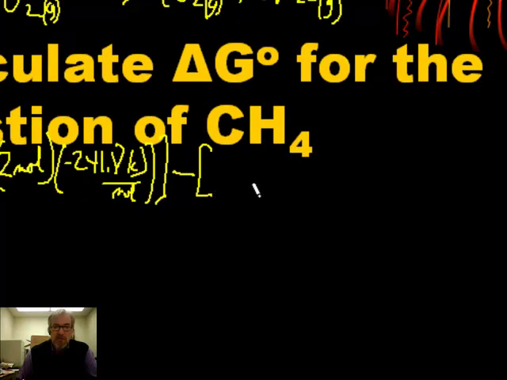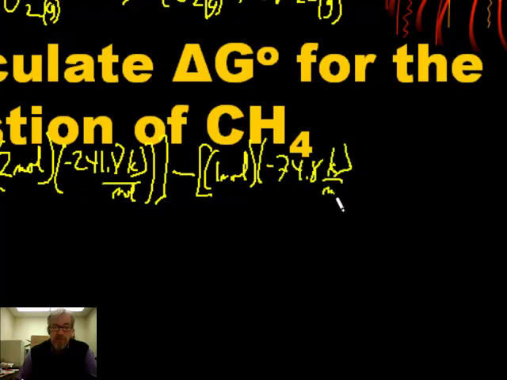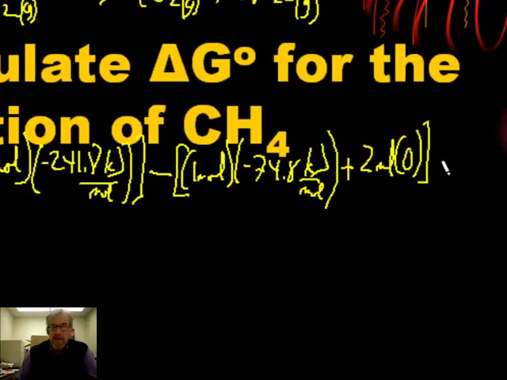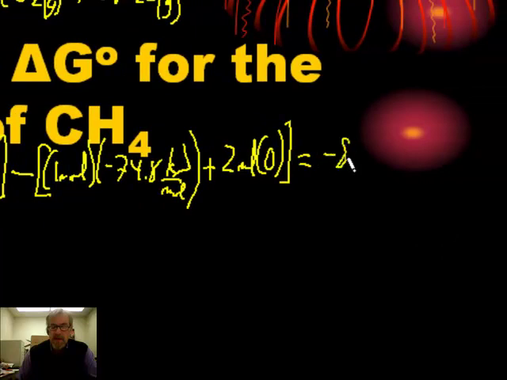Now we subtract the reactants. For reactants, we have 1 mole of methane. Its enthalpy of formation is minus 74.8 kilojoules per mole. And we have 2 moles of oxygen, but oxygen has an enthalpy of formation of 0 because it's an element in its standard state. When I sum this all up, I get negative 802.3 kilojoules. So that's my delta H naught.